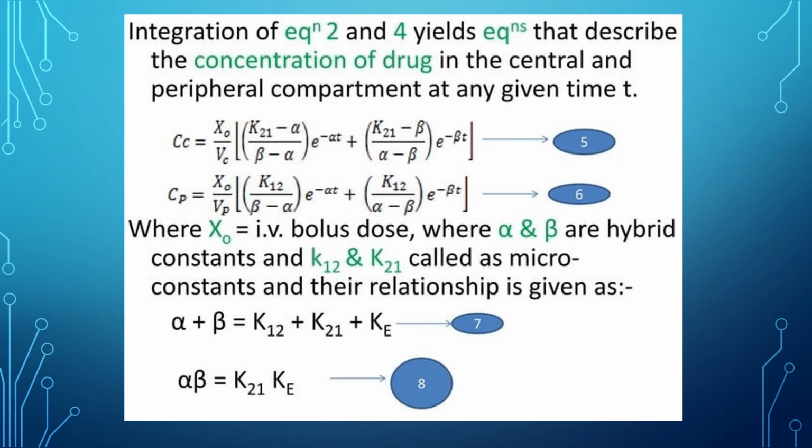Cc = Xo/Vc [(K21 - alpha)/(beta - alpha) e^(-alpha t) + (K21 - beta)/(alpha - beta) e^(-beta t)]. Cp = Xo/Vp [K12/(beta - alpha) e^(-alpha t) + K12/(alpha - beta) e^(-beta t)], where Xo is the IV bolus dose, alpha and beta are the hybrid constants, and K12 and K21 are called micro constants. Their relationship is given as alpha + beta = K12 + K21 + Ke, and alpha × beta = K21 × Ke.